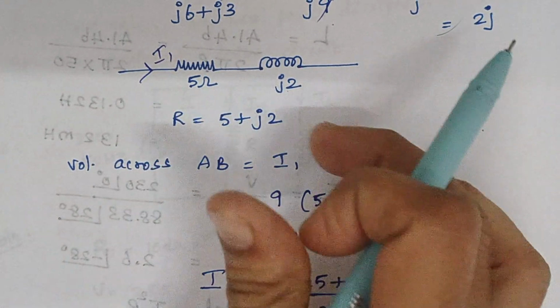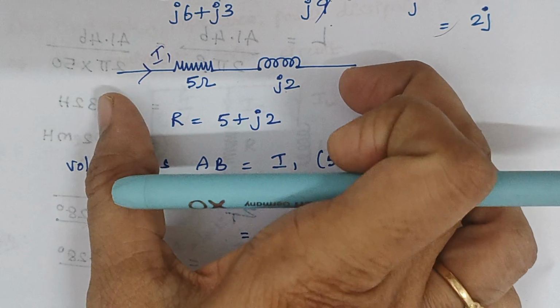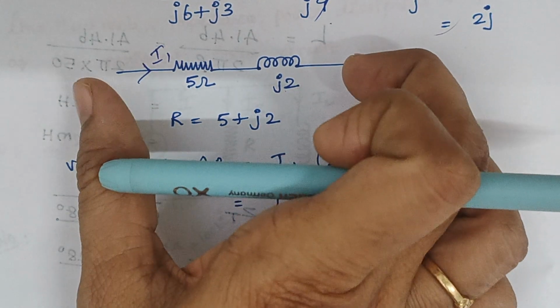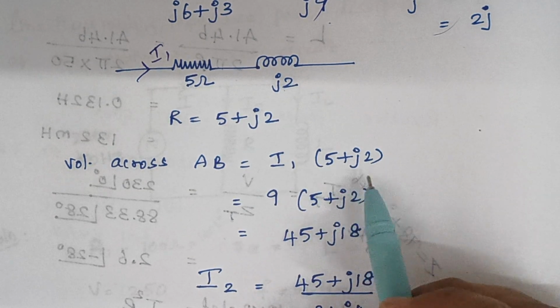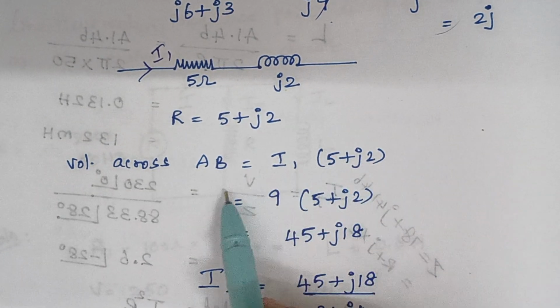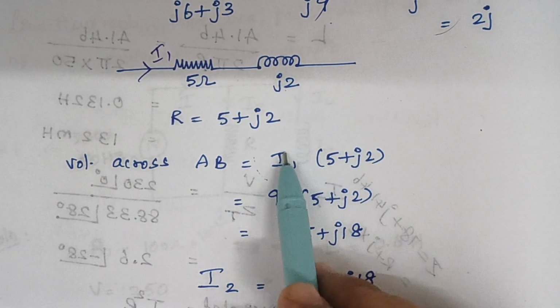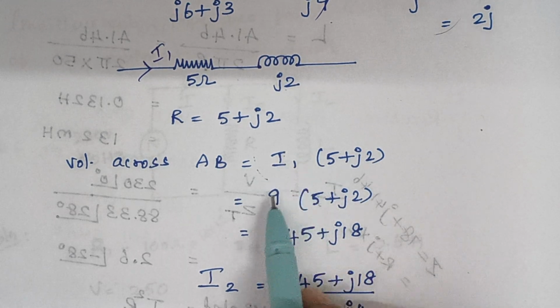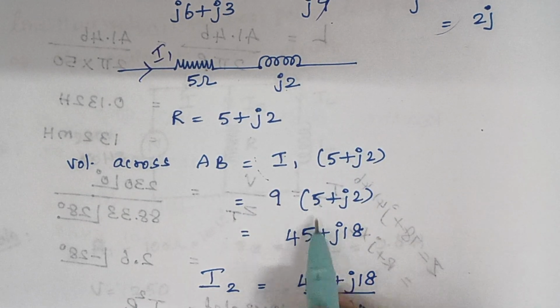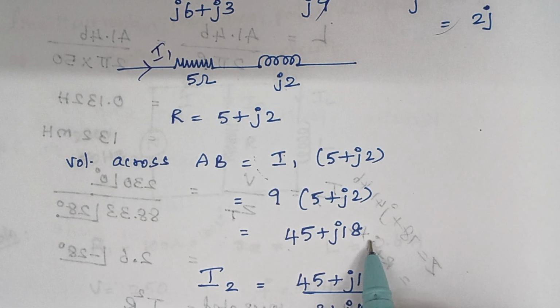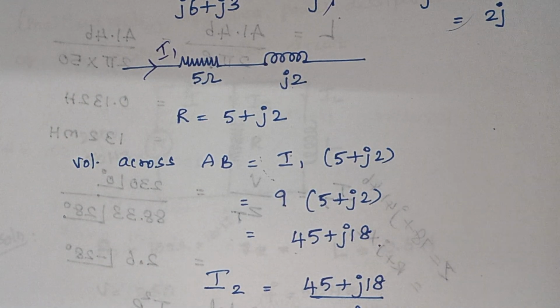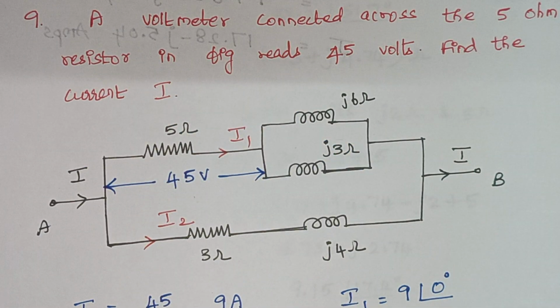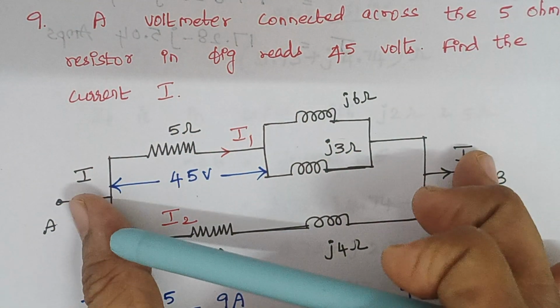So voltage across AB is nothing but I into R here. So the current flowing through this branch is I1. So I1 into the value of R, which is 5 plus J2, right? So the current I1, we have already calculated, it is 9. So just substitute and here we are getting the answer, right?